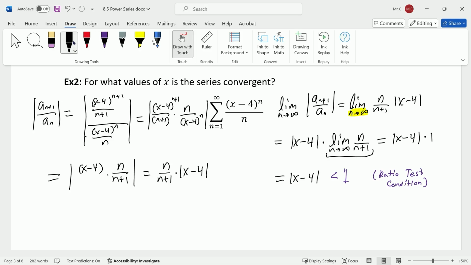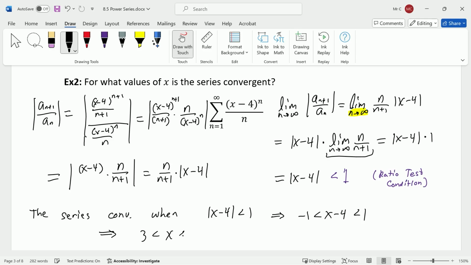So I need to solve that inequality. So the series converges when the absolute value of x minus 4 is less than 1, which implies that x minus 4 is between 1 and negative 1. And if I add 4 to both sides, I get that x is between 3 and 5. And so there, I have an interval for which the series is convergent.